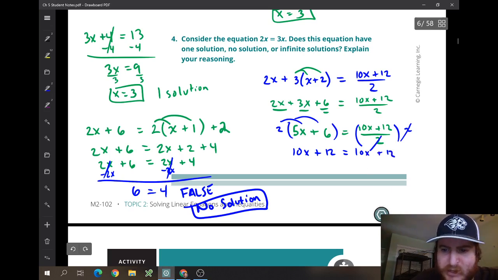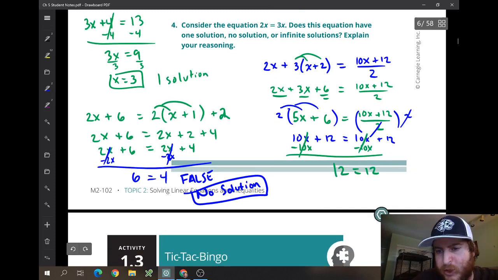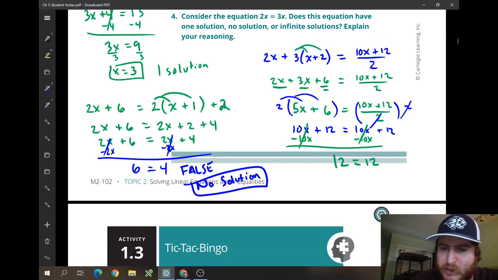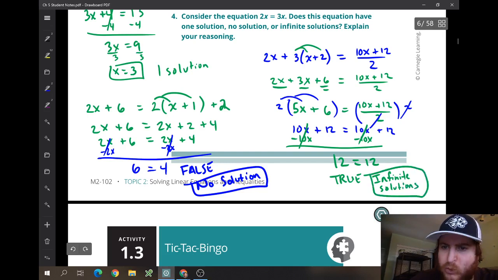And you can see already that they're the same thing. But what'll happen is if I subtract 10x from both sides, we end up with 12 is equal to 12. If you had subtracted 12 from both sides as well, you could have also had 0 is equal to 0. Either way, this is a true statement. So this is completely true. So what that means is that we have an infinite number of solutions, or you can just write infinite solutions. Any x you want will actually work.